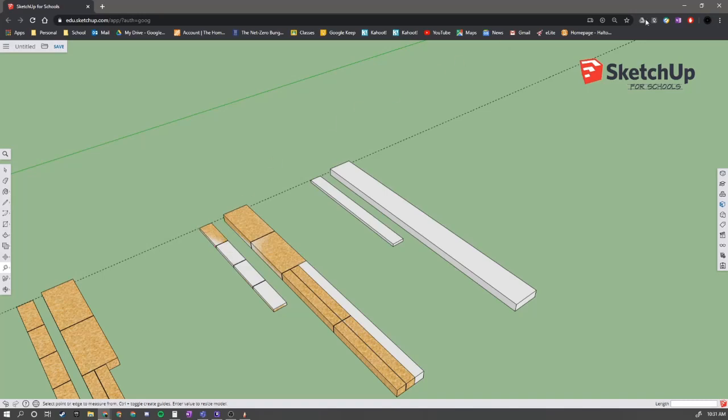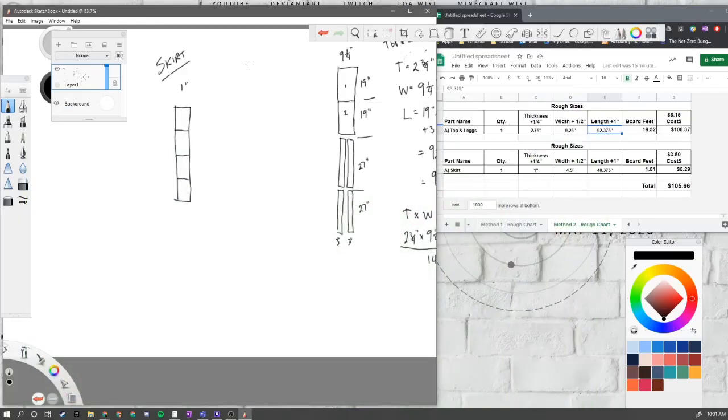One and 1/8. Okay, so 12 and 1/8, 12 and 1/8, and the width was 4.5.